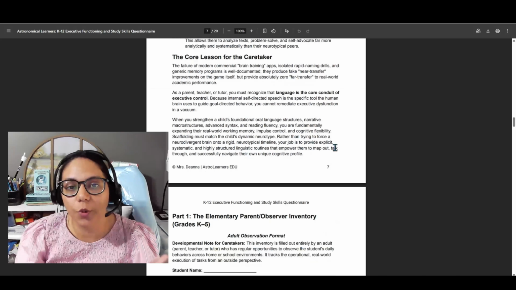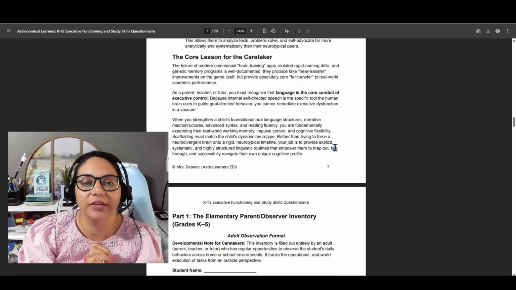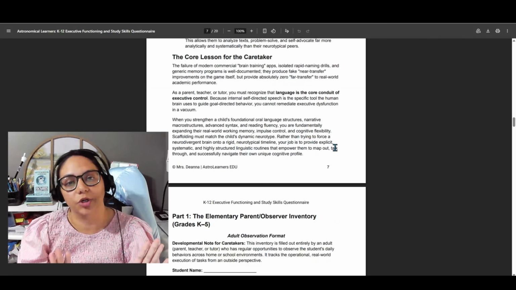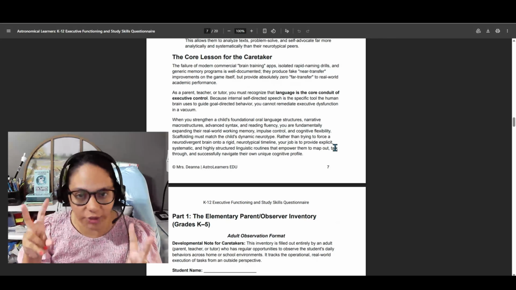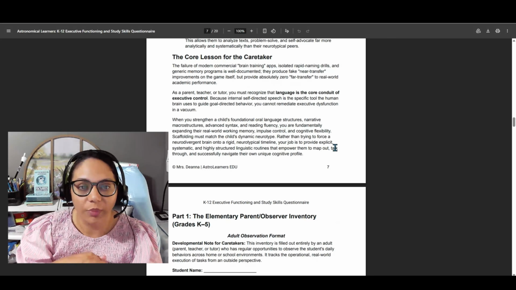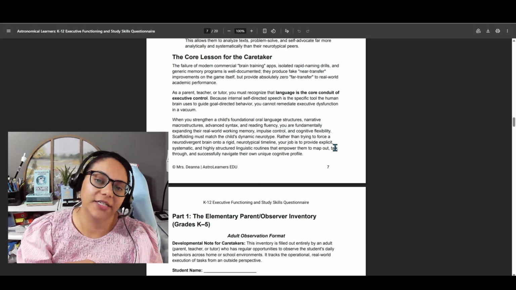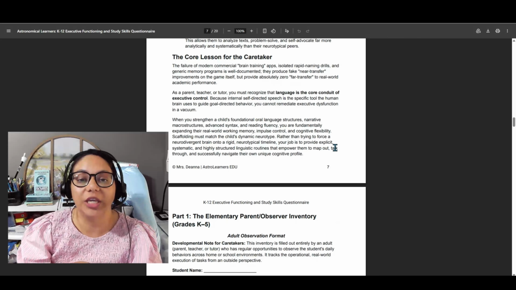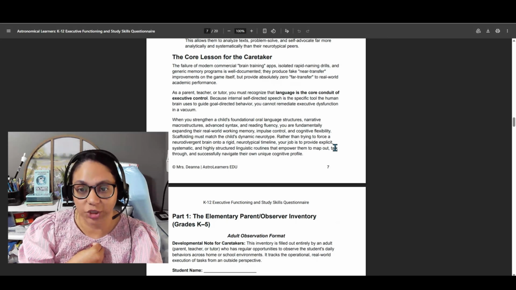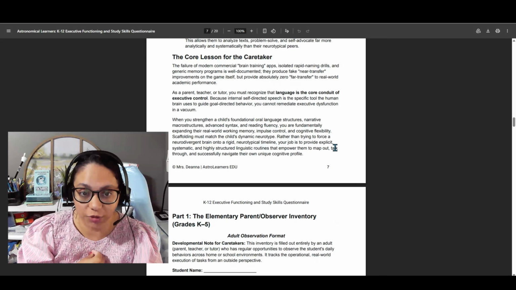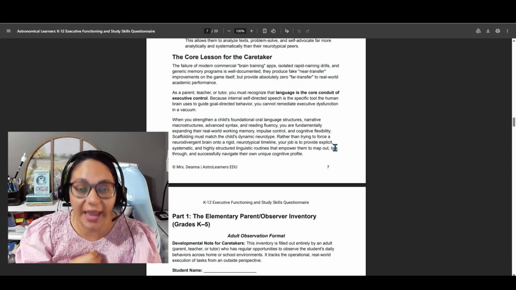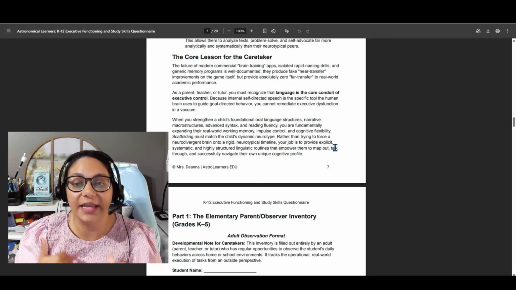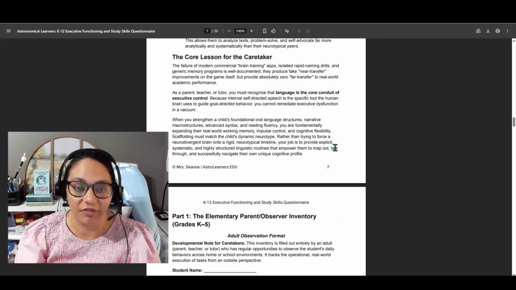So what is the core lesson for a caretaker? That the failure of the model commercial, whoever is trying to sell you brain training, the problem with that is that we have to recognize that the language is the core conduit of executive control. So the internal self-directed speech is the specific tool that the human brain uses to guide goal-directed behavior. We cannot remediate executive dysfunction in a vacuum.